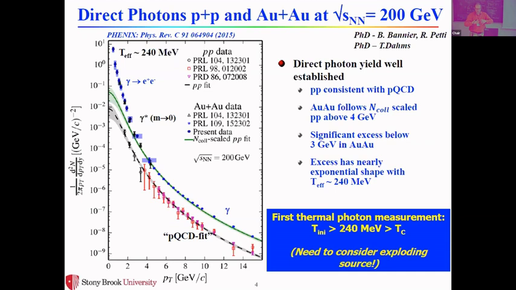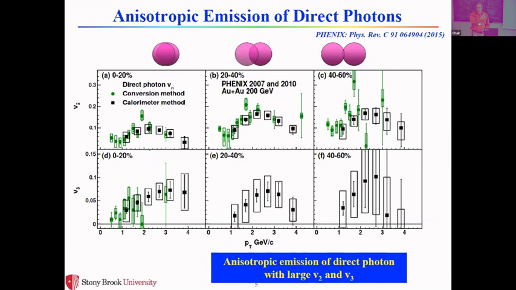And there is indeed evidence for a radial expansion, indirectly through measuring the anisotropy of the expansion, which is typically measured through the flow coefficients v2, v3, and so on. So this plot shows, for central to semi-peripheral collisions, the v2 on the top, v3 on the bottom for direct photons, for two different measurements: with the calorimeter and with the conversion measurement.